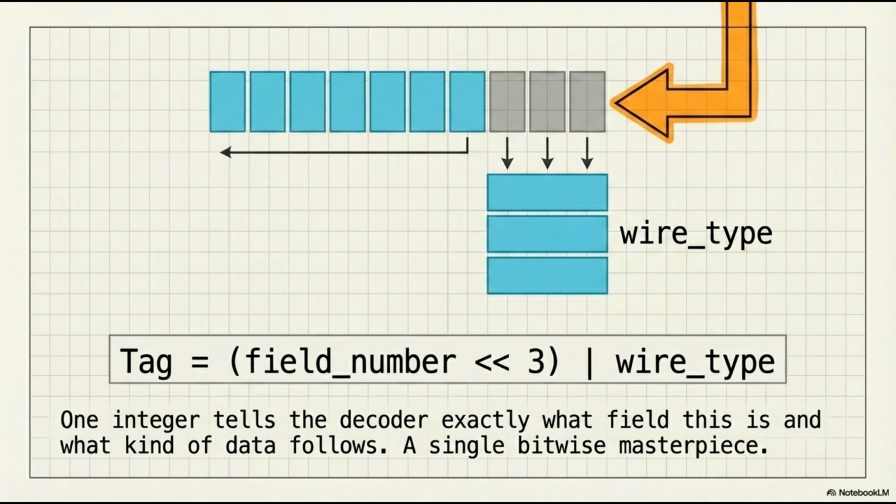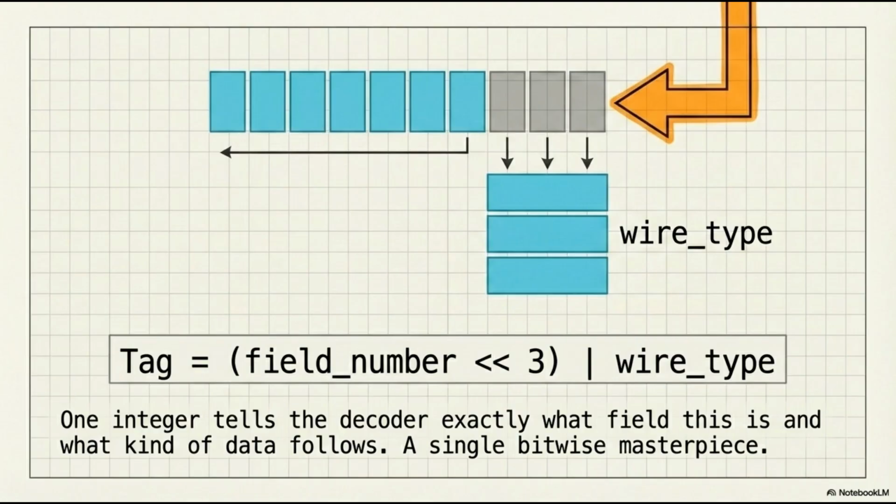It's actually, well, it's a bitwise masterpiece, honestly. Oh, totally. It packs 2 distinct pieces of information into a single integer. It tells the decoder the field number, and it also includes the wire type. Right, which is a tiny number indicating the shape of the data that follows. So the encoder takes your field number and shifts it left by 3 bits. Like if you visualize a row of binary slots, it literally slides the field number to the left, leaving the bottom 3 bits empty.